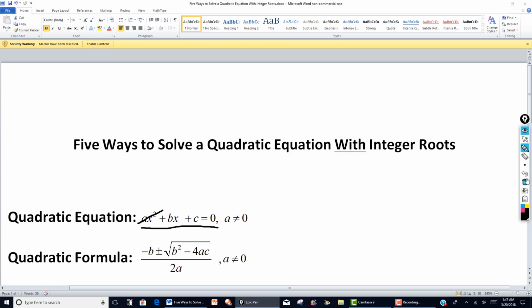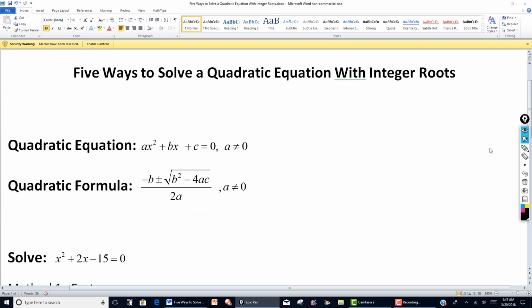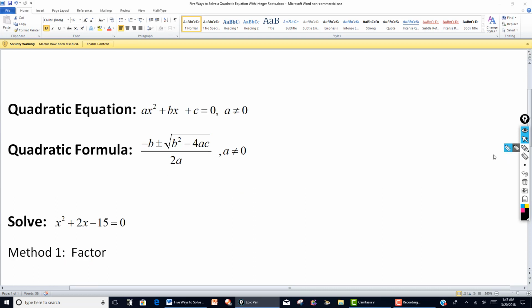Okay. Let's delete this. And then right below it, you have what is called the quadratic formula. So that's actually one way to solve a quadratic equation. So let's look at the 5 ways. And basically, the first one we're going to look at is factoring. That's the easiest way if the equation factors.